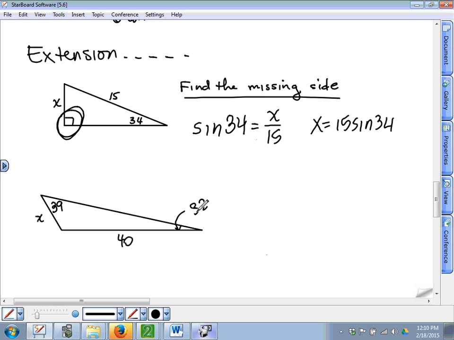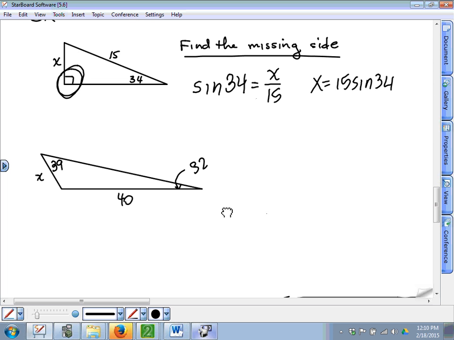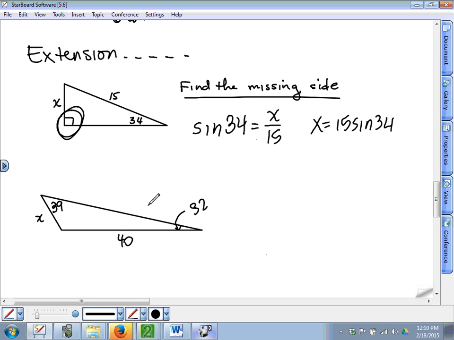Too small of a triangle. So, this is not a right triangle. This whole method right here is no good for this triangle. You guys agree? Yeah. Because I said so. So you better agree.